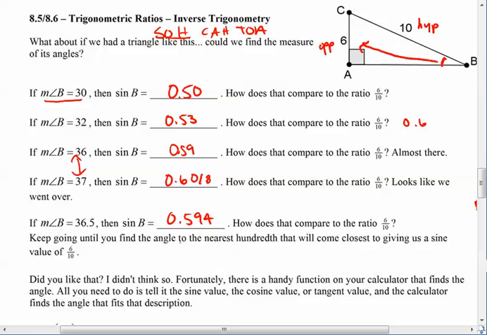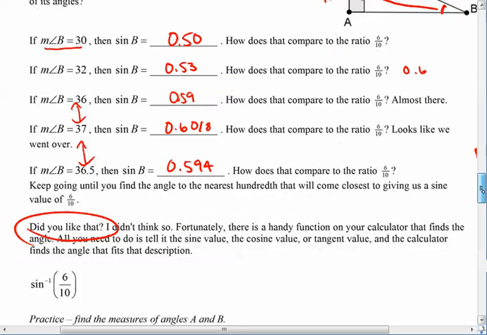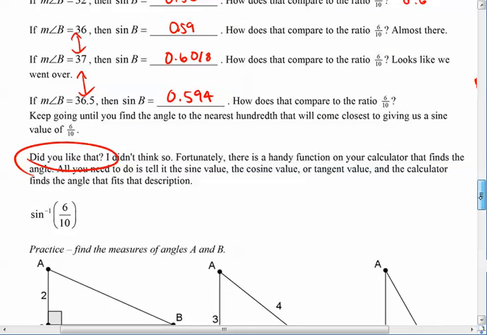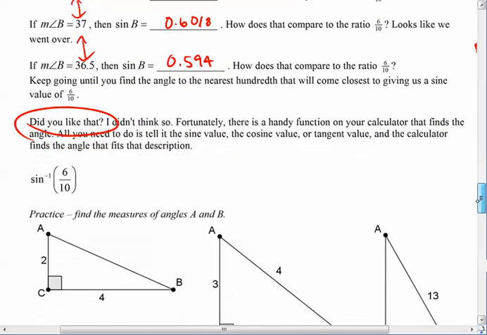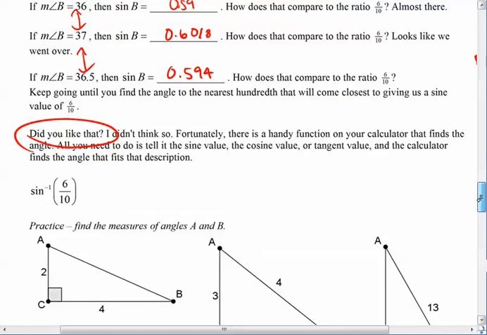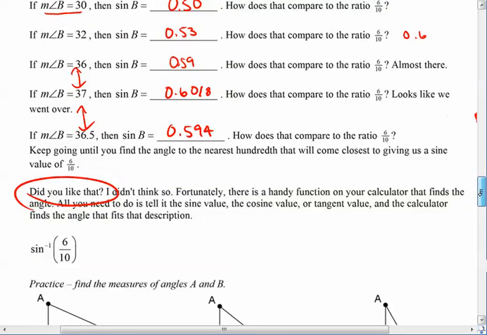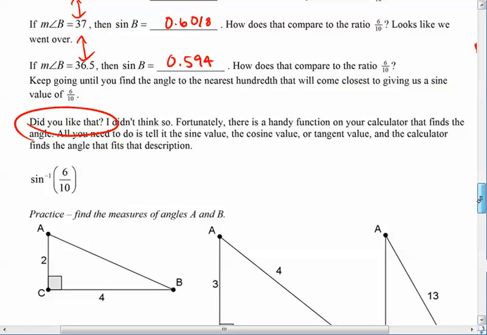Okay, so we'd have to keep on going. Now it's somewhere between 37 and 36.5. So we try 36.6, 36.7, etc. And we still might not get the exact value. Okay, I'm pretty sure that you're not liking this, so we need a better way. Okay, fortunately, there's a handy function on your calculator that will find the angle for you without you doing this guess and check game.